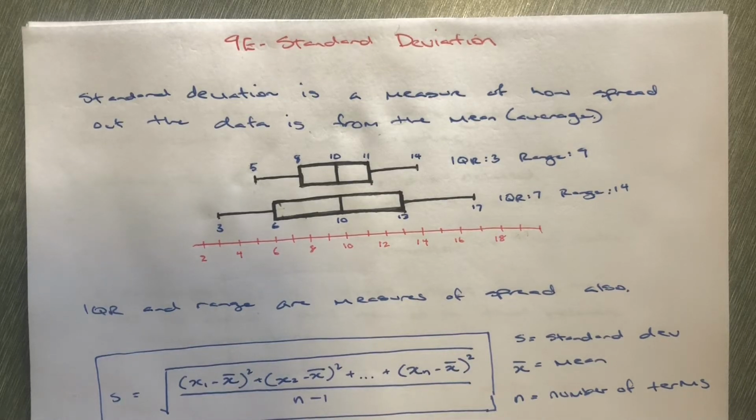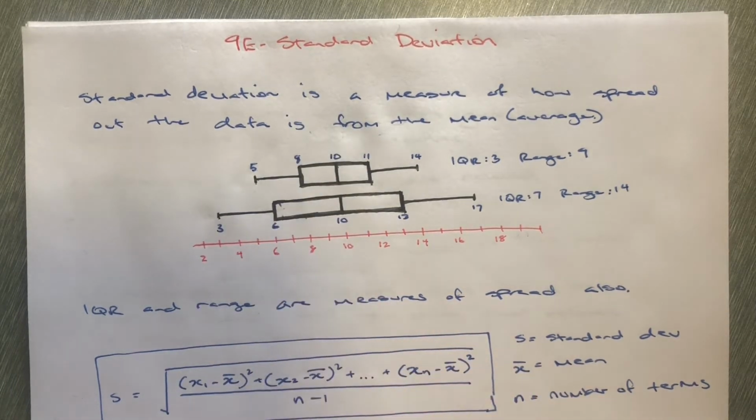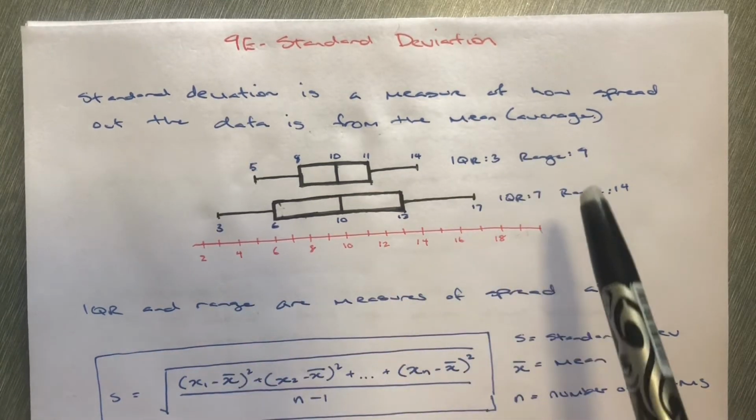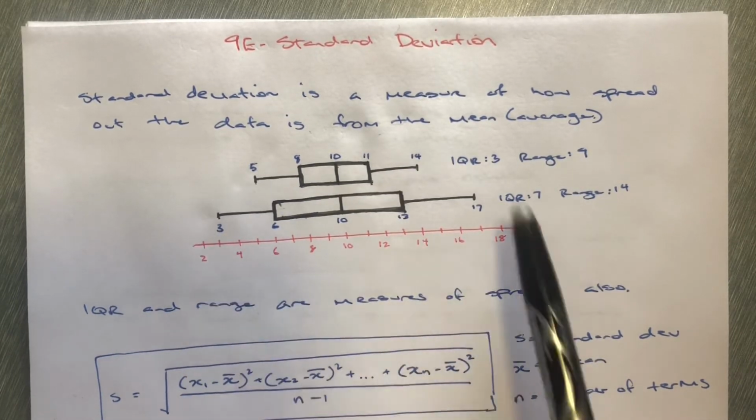Hey, year 10. So this is about 9e, which is standard deviation. Now, standard deviation, as I've written up here, is a measure of how spread out the data is from the mean or the average. But before we really go over that, I just want to focus on what we have been working on. So this sort of stuff here.